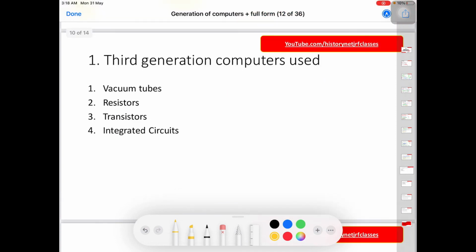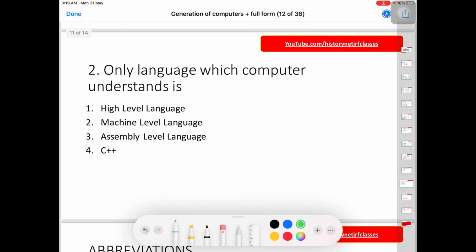Next we have a few MCQs. The first question is, third generation computers used what? Vacuum tubes, resistor, transistor, ICs. The correct answer is the fourth option, that is ICs. Vacuum tubes are counted in the first generation. Next: the only language which a computer understands. The only language which a computer understands is machine level language.